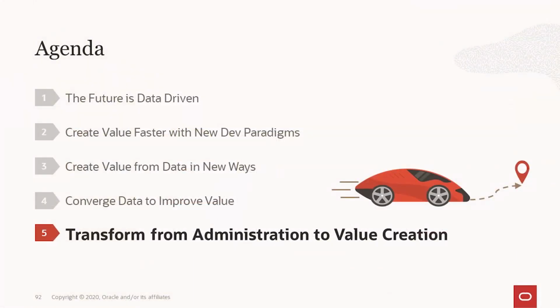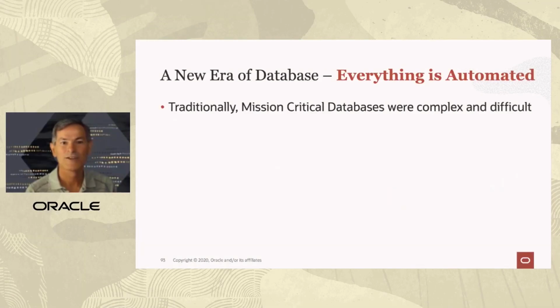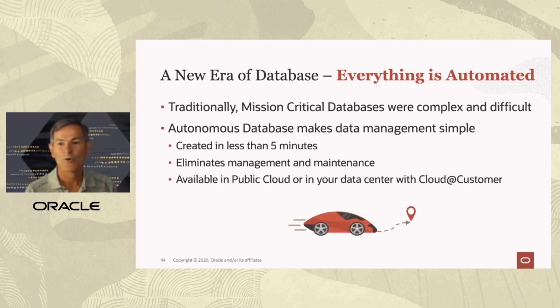We've talked about simplifying development paradigms. We've talked about simplifying how you create value from data using all these new sophisticated algorithms. We've talked about how to simplify the architecture using a converged database. Now, let's end by talking about how you simplify administration and operation and focus on value creation. So we're in a new era of database where everything is automated. Traditionally, mission-critical databases were quite complex and difficult to use. We now have Oracle Autonomous Database that makes data management super simple.